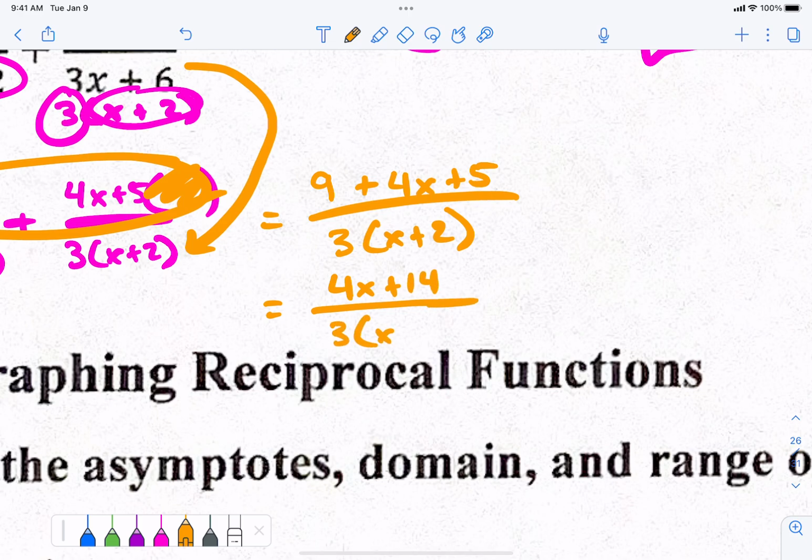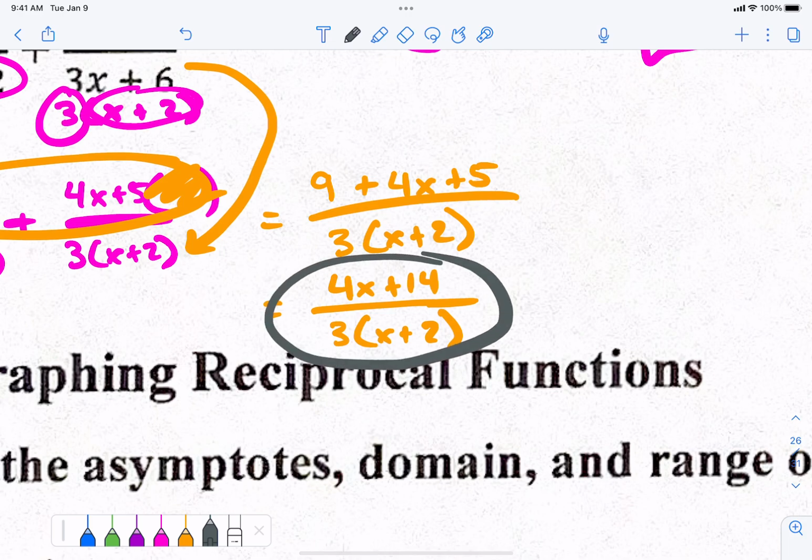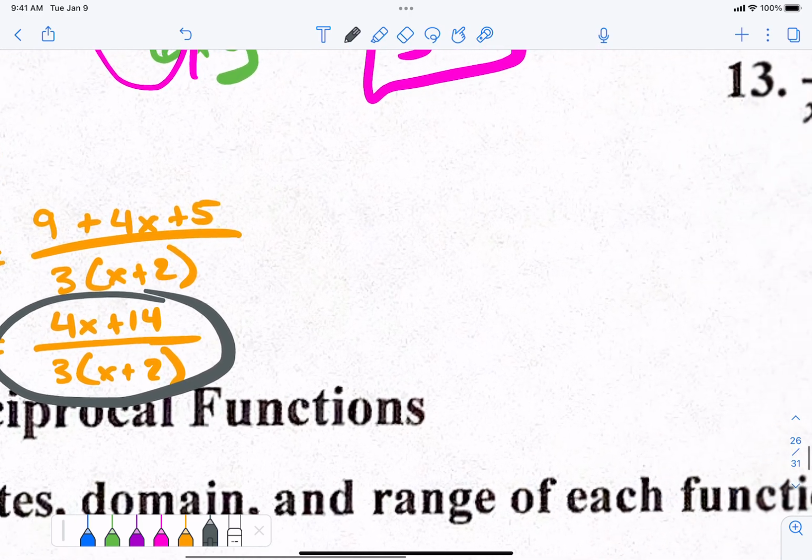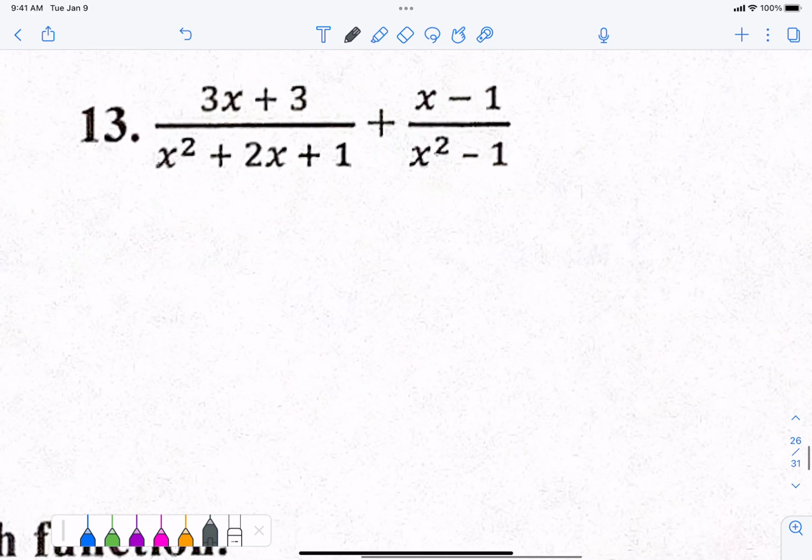Can I cancel this 2 with this 4? No. Absolutely not. We're going to leave them like that. If you want to distribute the bottom through and make that 3x plus 6 on the bottom, go for it. You don't have to. Happy with that? All right, shall we do this one off to the side over here?